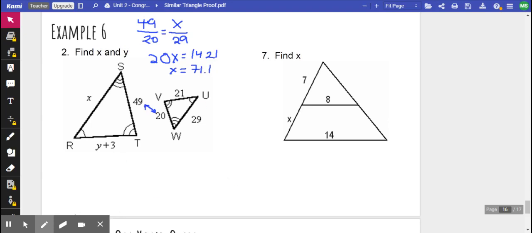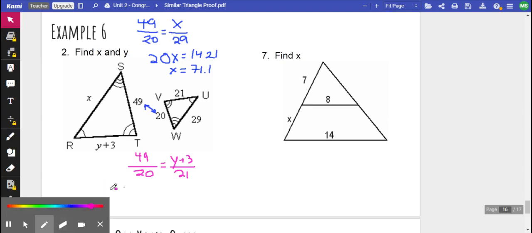Now to find y, we're going to start over from the beginning, and we're going to have the same fraction to start with, 49 over 20, as our fraction to set it equal to. Let's choose a different color first. And then we're going to have y plus 3 above its matching side between 1 and 2, which would be the 21 up there.